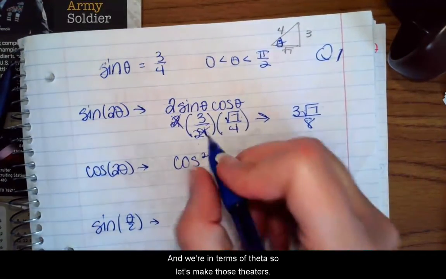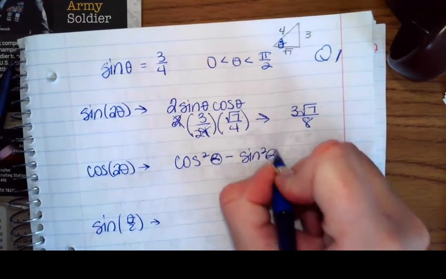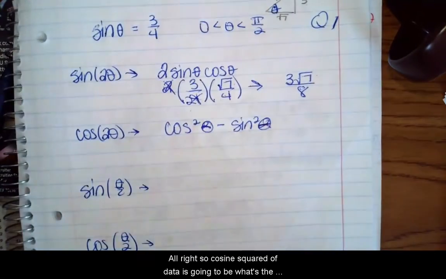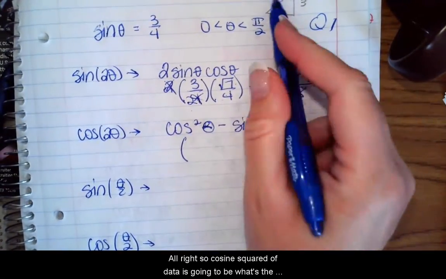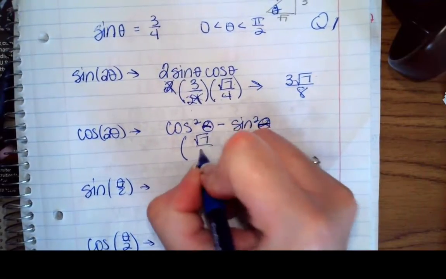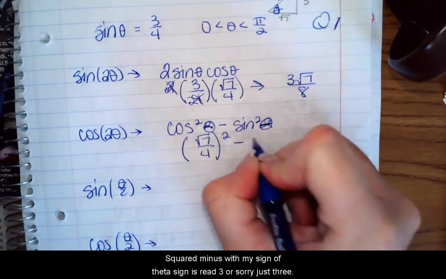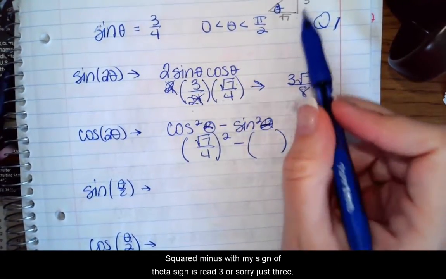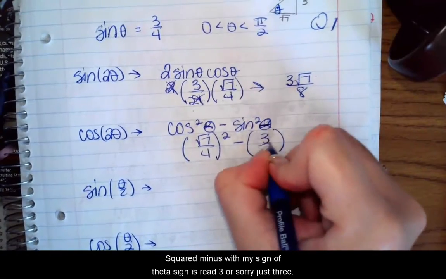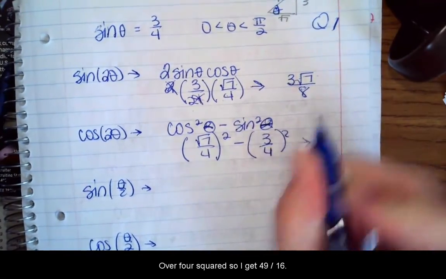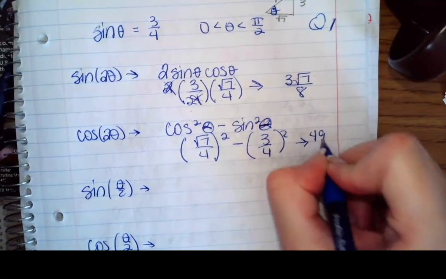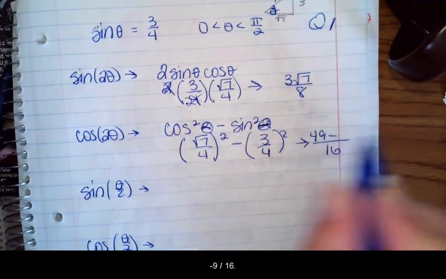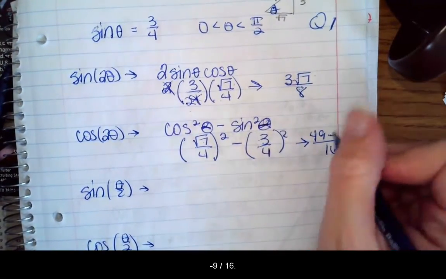Okay, and we're in terms of theta, so let's make those thetas. Look at those. All right, so cosine squared of theta is going to be, what's the cosine? Root 7 over 4 squared minus, what's my sine of theta? Sine is just 3 over 4 squared. So I get 49 over 16 minus 9 over 16.